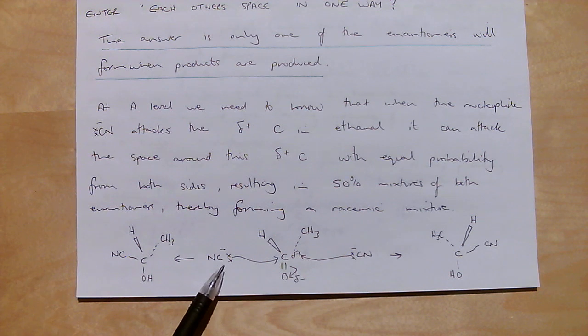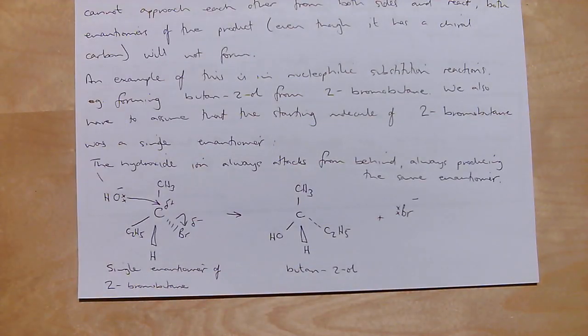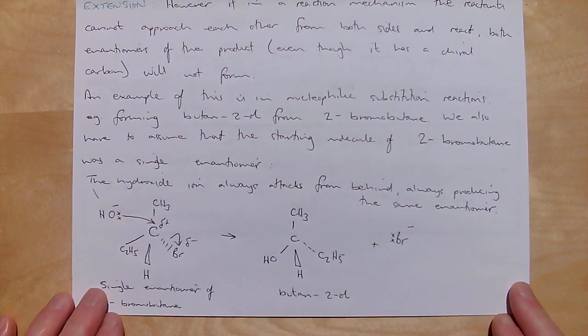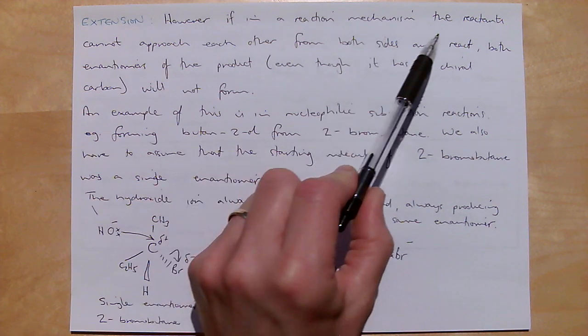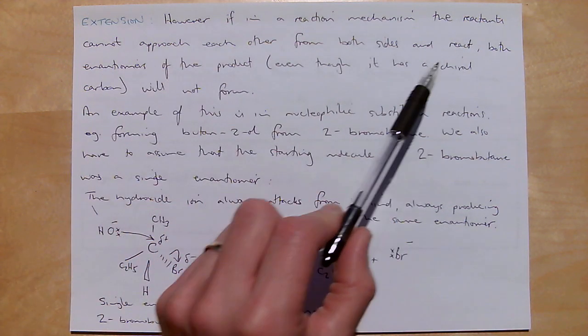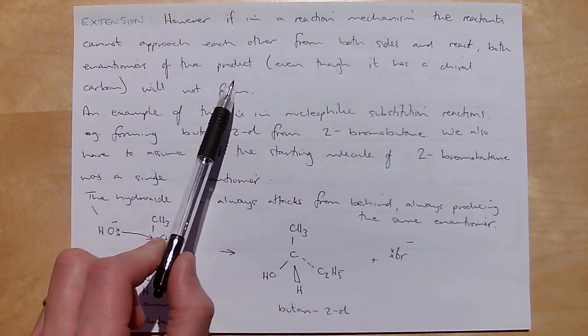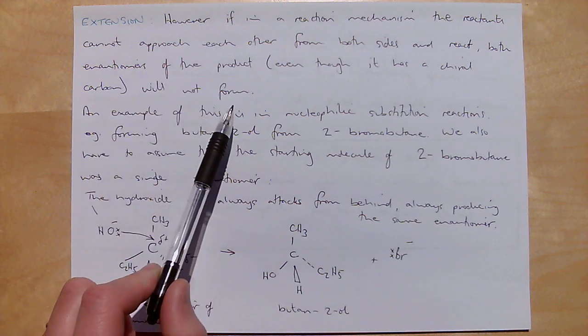That's a nucleophile, and it's being added to the molecule, so that would be nucleophilic addition. So in nucleophilic addition reactions we do get racemic mixtures produced. So here's the extension question. However, if in a reaction mechanism the reactants cannot approach each other from both sides and react, both enantiomers of the product, even though the product has a chiral carbon, will not be formed.